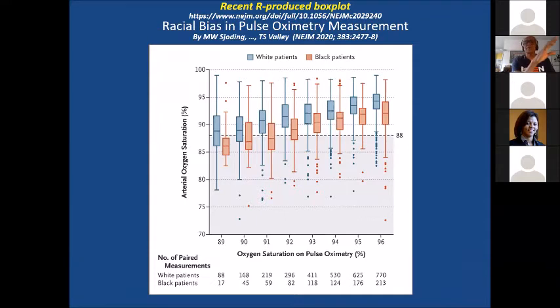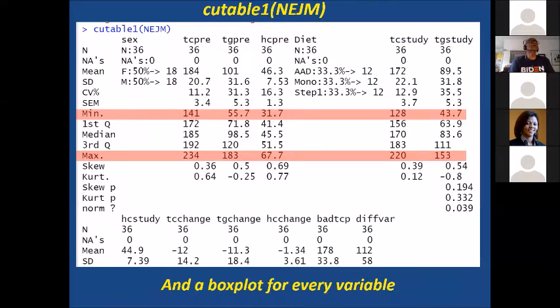It's not my work. I just took it from a journal article. Okay, so now there are more things you can do with CU Table 1. You could actually do CU Table 1 on a whole data set. So if you do CU Table 1 of any JM, now notice I don't have a grouping variable here, just the entire cohort. So for each variable, it will say what the mean, standard deviation, etc.